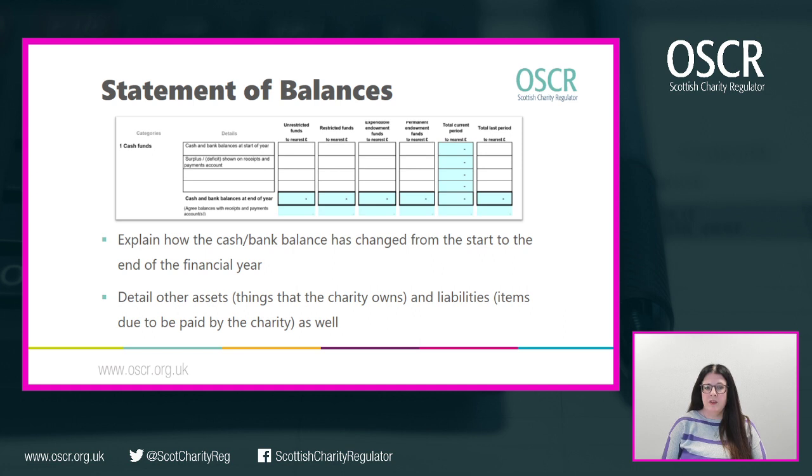The statement of balances also has to list other assets, that's things that the charity owns, and it has to list liabilities, that's items that are due to be paid by the charity as well. So assets could include equipment that your charity has, it could include investments, and liabilities might include bills which you had not received until the end of the year but still related to the accounting period.